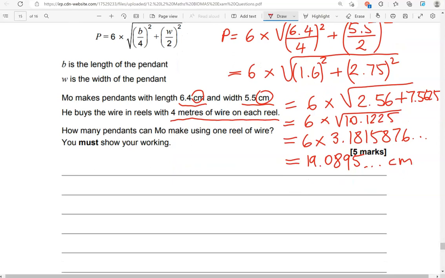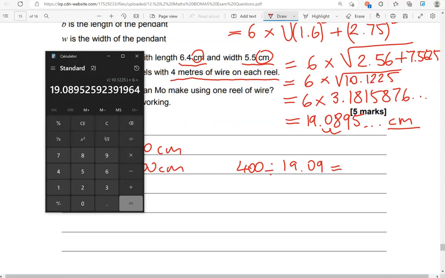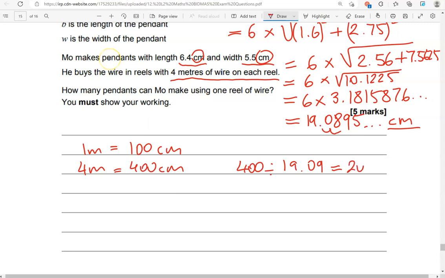So we've got the reels of wire being 4 meters long. I'm going to convert 4 meters into centimeters. So 1 meter is 100 centimeters. So 4 meters will be 400 centimeters. So if I do 400 now divided by 19.09, I'm going to round it to 2 decimal places. Let's see how many it gives us. So 400 divided by 19.09 gives us 20.95. So obviously we can't say 21 because it's not enough to make 21, but we can say 20.